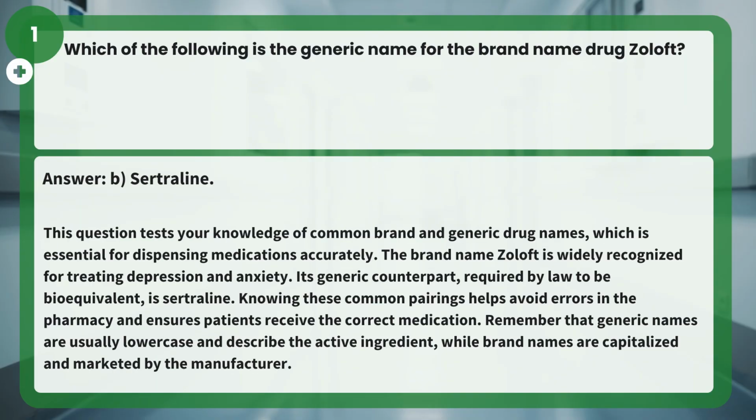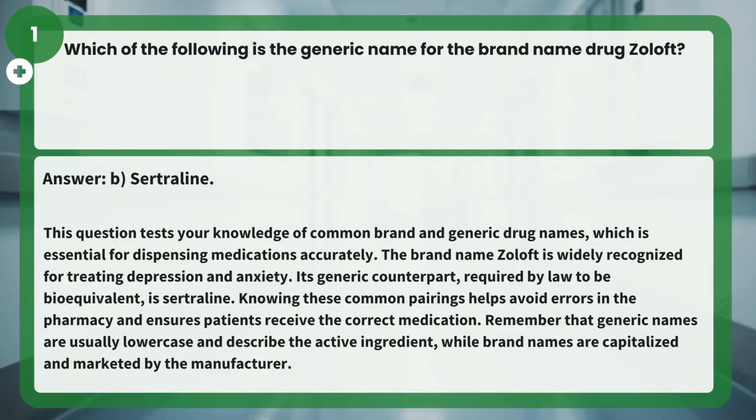Answer: B. Sertraline. This question tests your knowledge of common brand and generic drug names, which is essential for dispensing medications accurately. The brand name Zoloft is widely recognized for treating depression and anxiety. Its generic counterpart, required by law to be bioequivalent, is sertraline. Knowing these common pairings helps avoid errors in the pharmacy and ensures patients receive the correct medication.